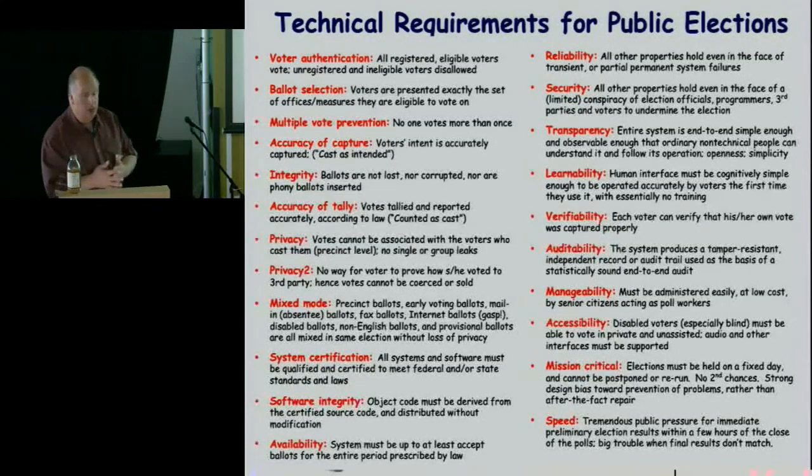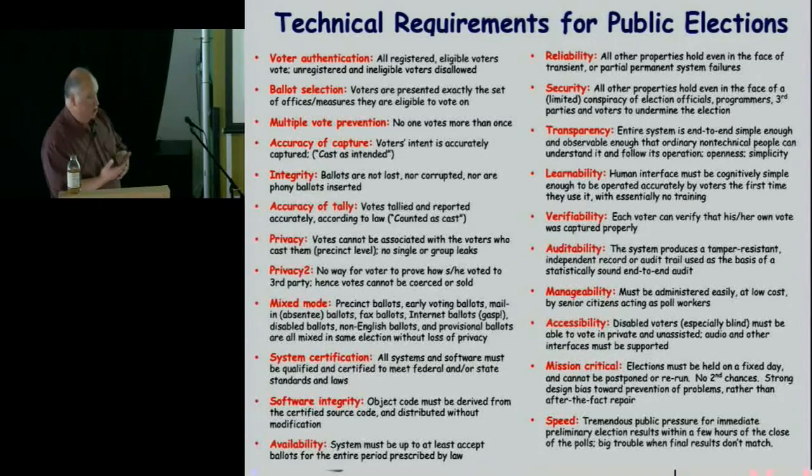Learnability. The human interface on voting machines has to be cognitively simple enough so that somebody who has never voted on that machine or hasn't voted on it in the last 2 years can come up to it and use it immediately and learn it as he goes. This turns out to have been a major problem that I think caused a congressional race to swing the wrong way, as I will describe later, in 2006. Verifiability. Each voter wants to be able to verify that his own vote was captured correctly. Not so much a problem when you vote in a precinct. A serious problem, though, if you vote remotely, either by mail or, God forbid, by internet.